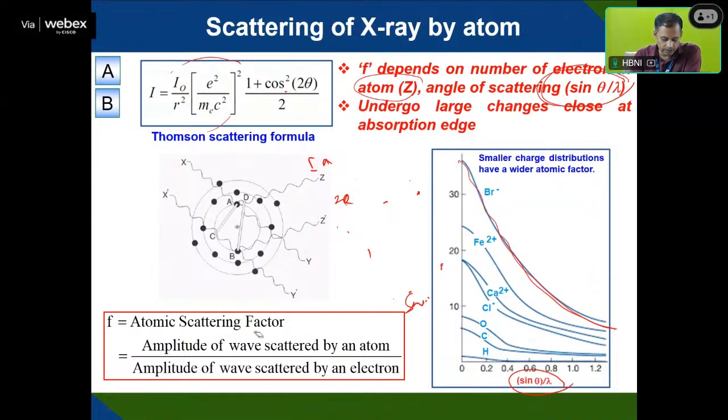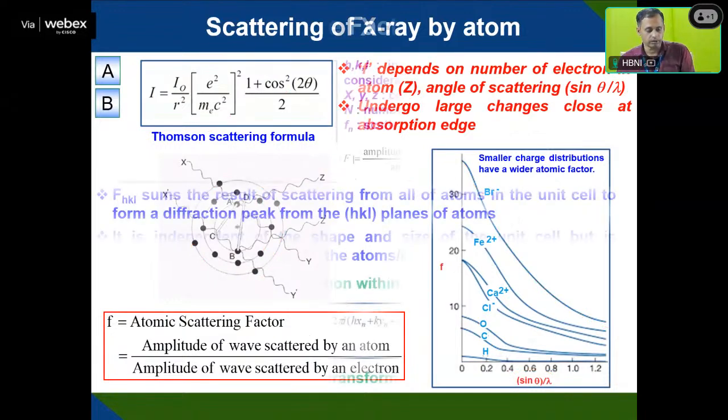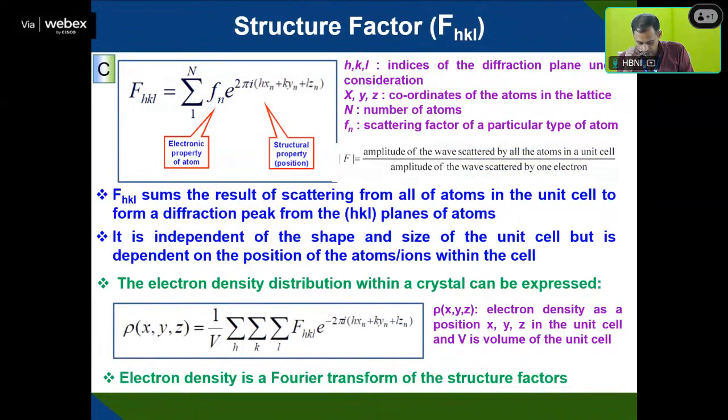The atomic scattering factor is the amplitude of the wave scattered by the whole atom divided by the amplitude of the wave scattered by one electron. In the atom there are many electrons, so you define the amplitude of the wave scattered from the whole atom, which consists of many electrons, and divide it by the amplitude for one electron. That gives the scattering factor of the atom.